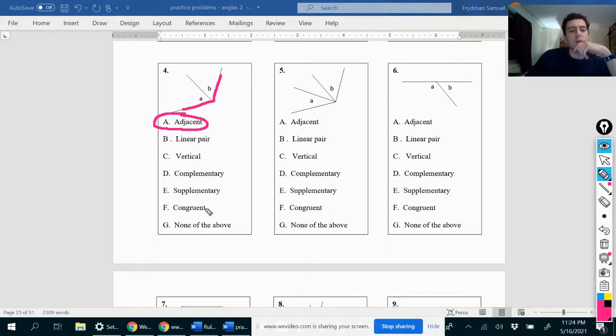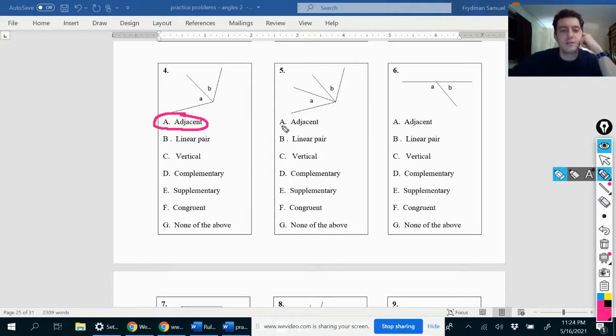Are they congruent? See, you can't go just by your eyeballs. A lot of students will look at this and say, oh, they kind of look like they're about the same size, and they'll circle congruent. But we don't know that for sure. So don't just eyeball it and say, oh, they kind of look like they're the same, so I'm going to circle congruent. We do not know that for sure, so we're not going to circle congruent here. The only thing that we know for sure is that they are adjacent because they share a common side and a common vertex. That's it. So let's move on to the next one.